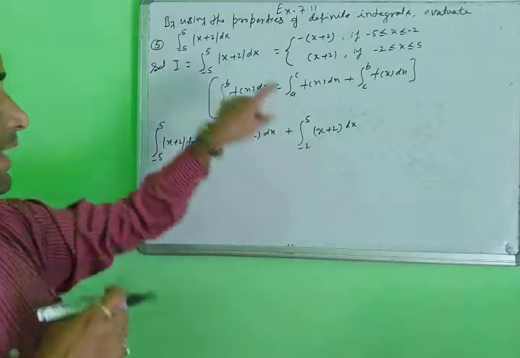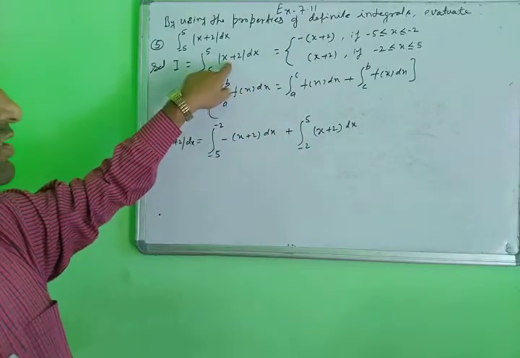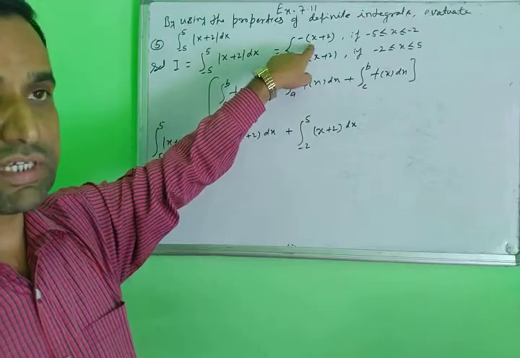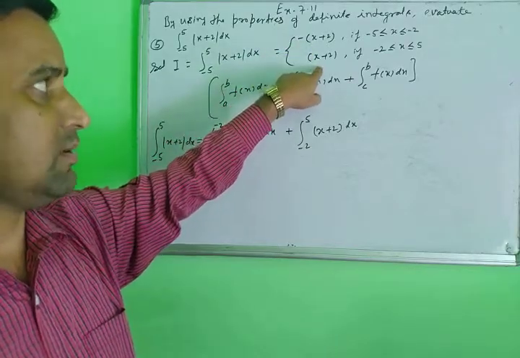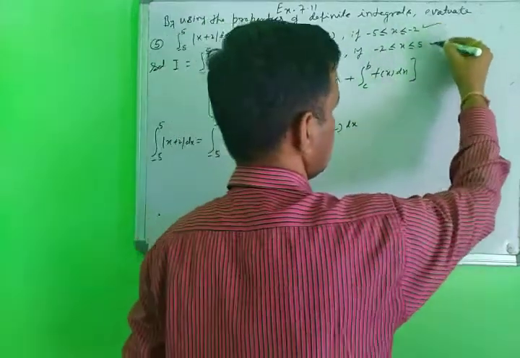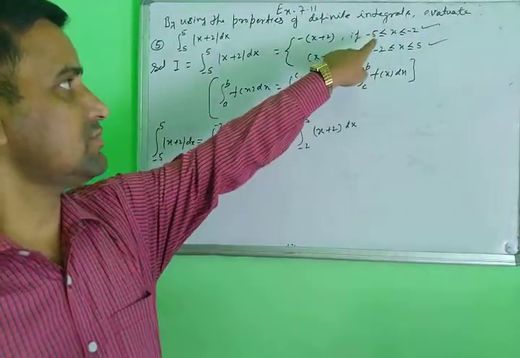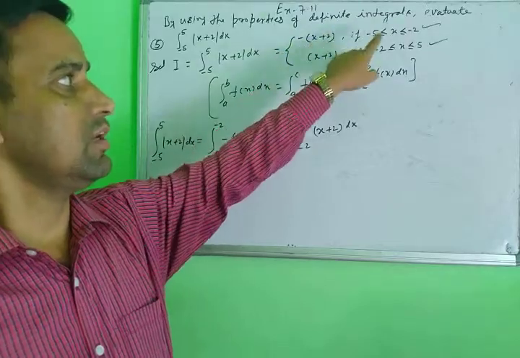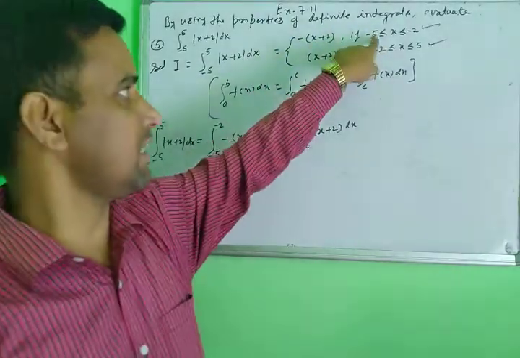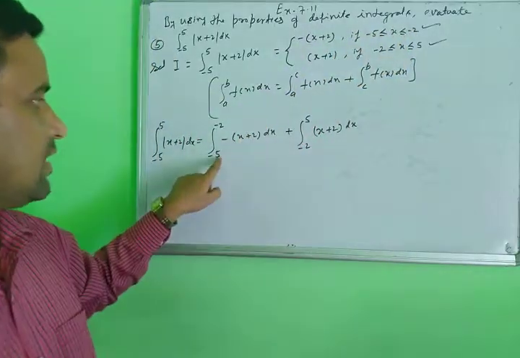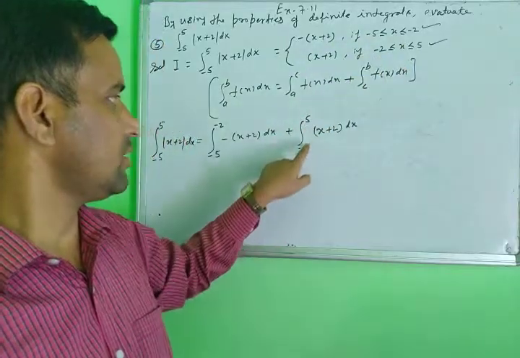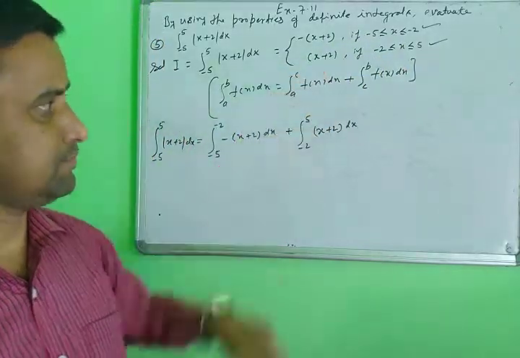First of all, you will break down this modulus function as a signum function: which part is negative, which part is positive, and in which limit. These are the important things. In which limit is the function negative, and in which limit is it positive? From -5 to -2, the function value is negative, and from -2 to +5, the value of the function is positive.